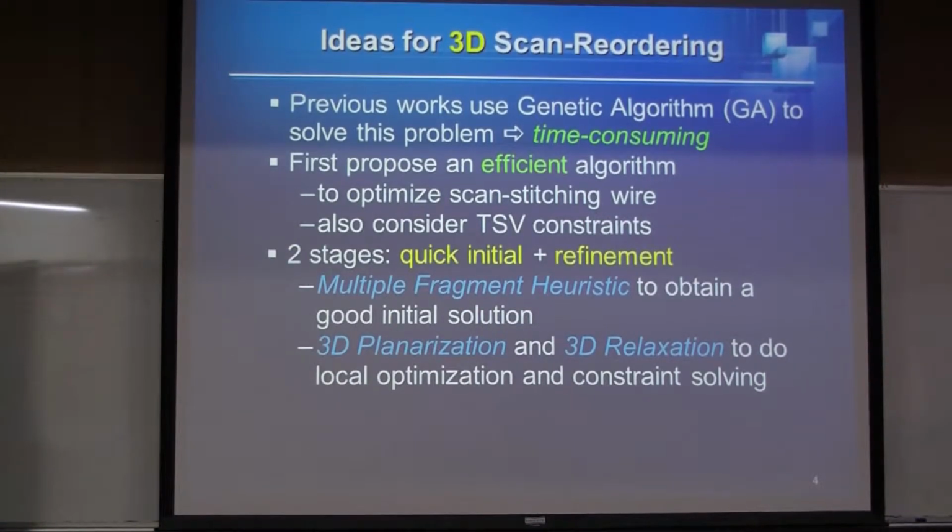Previous works usually use genetic algorithm to solve the 3D scan reordering problem. However, it is very time-consuming. So, we propose an efficient algorithm to optimize scan stitching wire with or without TSV constraints. The algorithm composes of 2 stages. At stage 1, we use multiple fragment heuristic to quickly find a good initial solution. And at stage 2, 3D planarization and 3D relaxation are used to do local optimization and constraint solving.